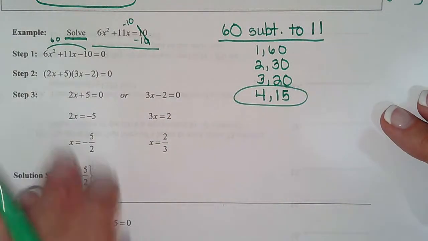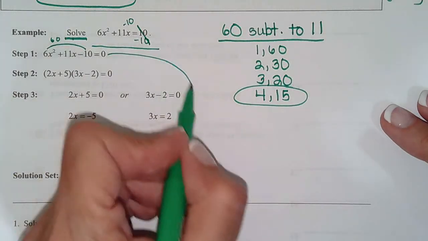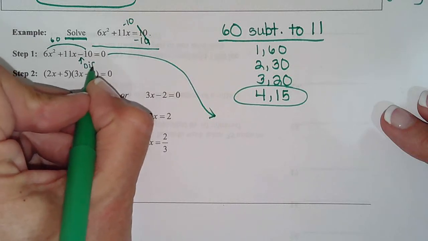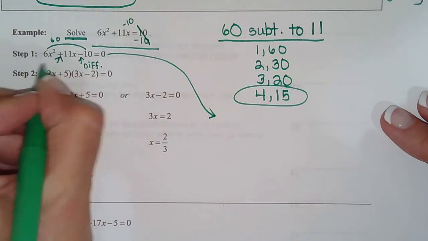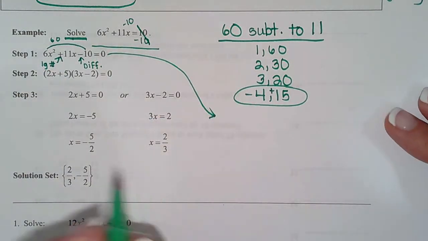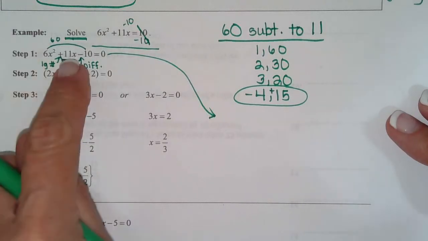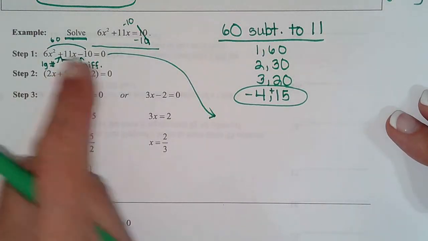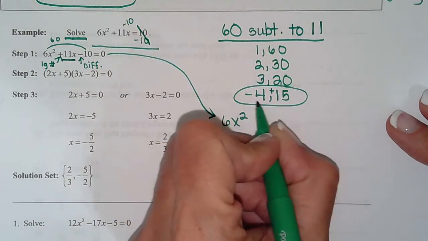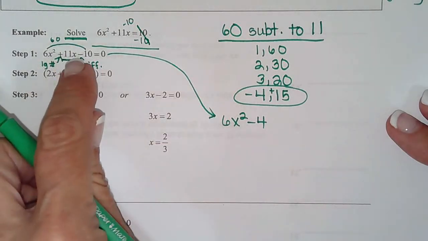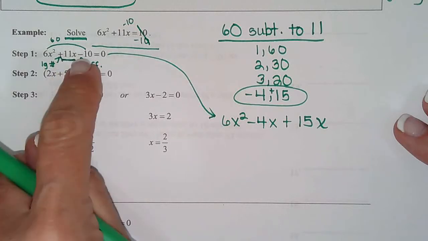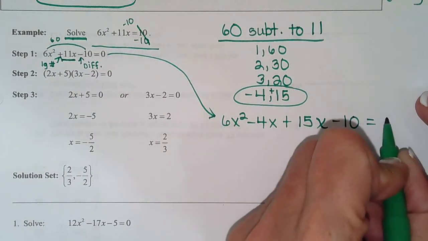And so I didn't show that step. I just went straight to parentheses. So let's go ahead and show that step. So this says the signs will be different. And this says make the largest one plus. So 15 is going to be plus, 4 is going to be minus. And remember from AC method, then we go into grouping. So we take the 11x out and we replace it with these two. So 6x squared minus 4, use the same variable, x, plus 15x minus 10 equals 0.